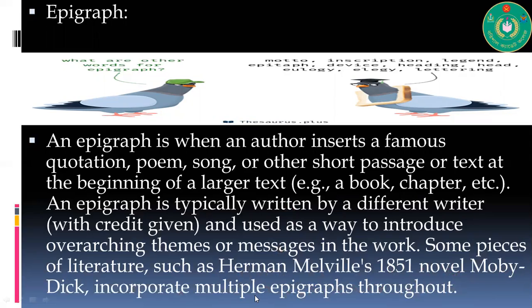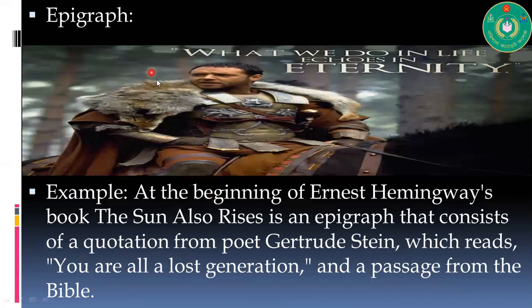So, while in our day-to-day writing or any other academic writing, we most of the time use an introductory passage or poetry, this is actually called an epigraph. Example, at the beginning of Ernest Hemingway's book, The Sun Also Rises, is an epigraph that consists of a quotation from poet Gertrude Stein, which reads, "You are all a lost generation," and a passage from the Bible. Here is one more: what we do in life echoes in eternity. That can be an epigraph if you put it at the beginning of any piece of writing.